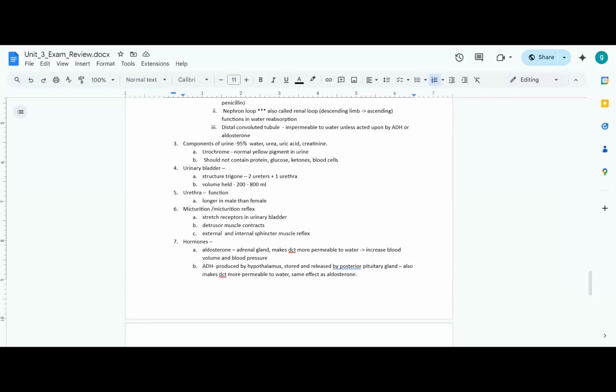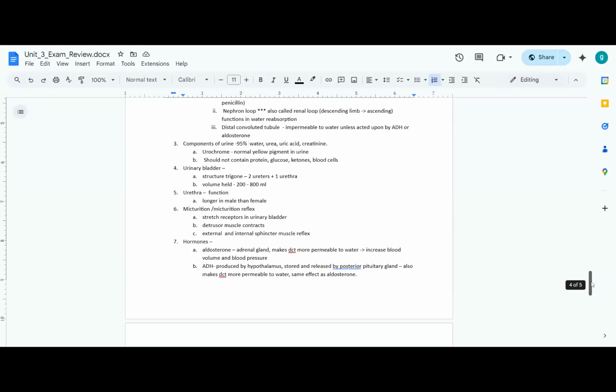The bladder has 3 openings at the bottom: the trigone, 2 ureters, and 1 urethra. The volume held can vary between 200 and 800 milliliters. The urethra's function is transporting the urine from the bladder to outside the body. It's longer in males than females.